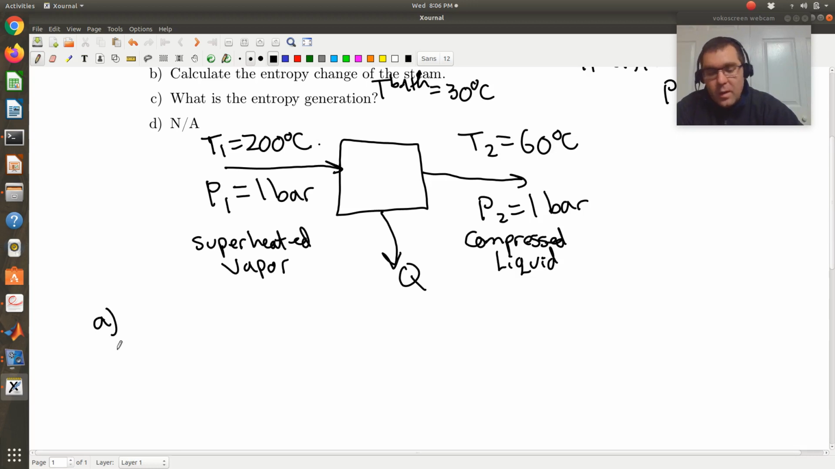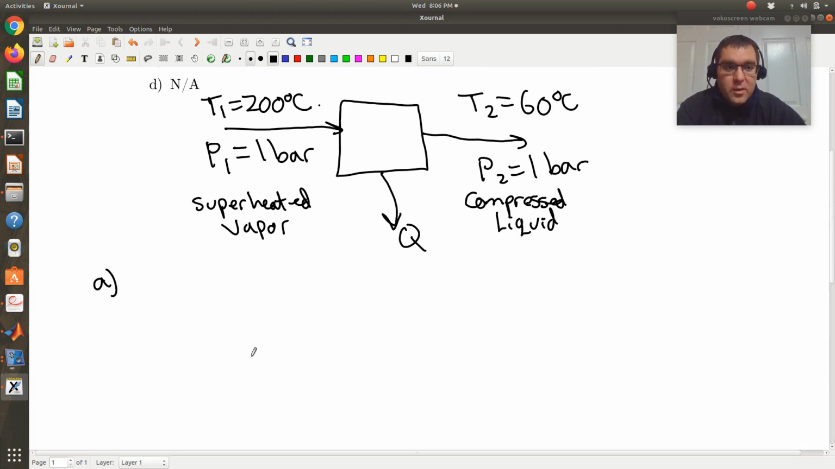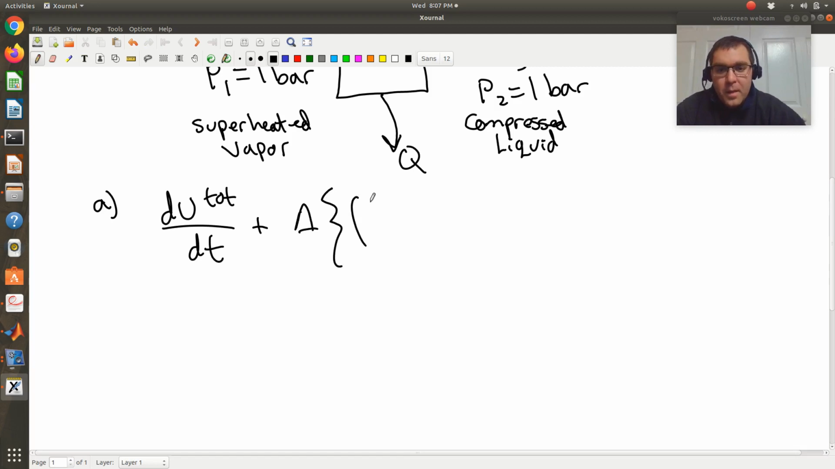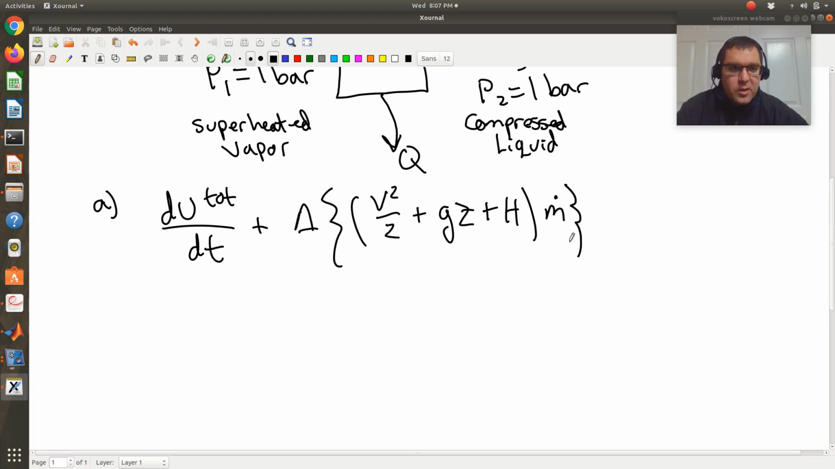So I'm going to start with writing my general expression of the first law for an open system. I'm going to have dU total dt, my accumulation term, plus delta, not a summation, using the notation from the book, the change in my kinetic energy plus potential energy plus enthalpy. Remember enthalpy and not internal energy, because my fluid element needs to perform work to displace that fluid element in front of it.